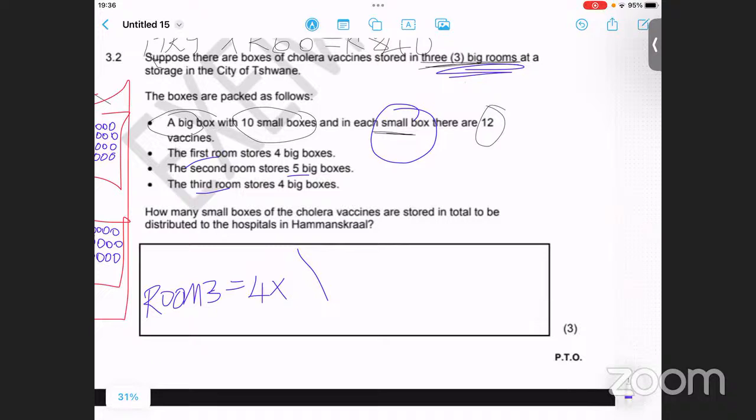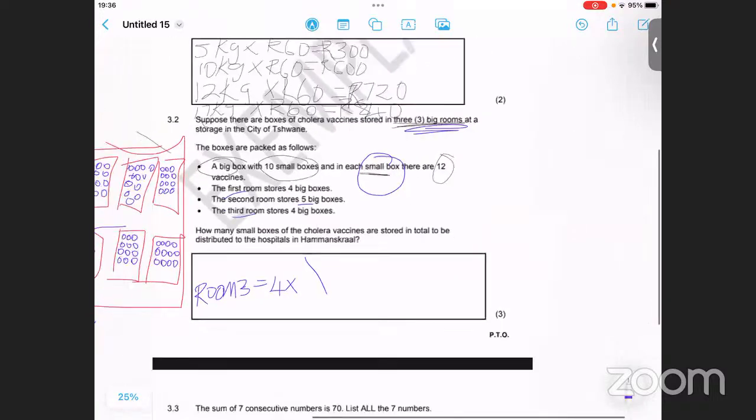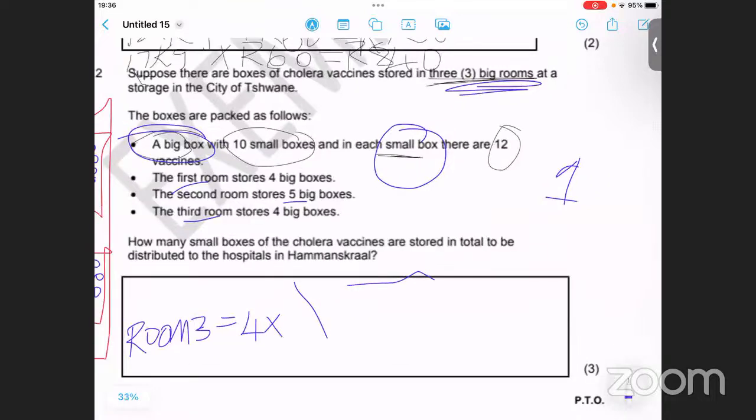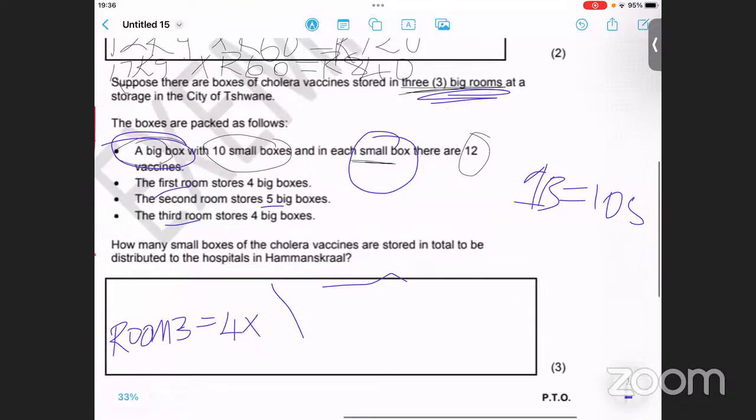It's not so useful because we don't have to use it for our question there. We want to know the number of small boxes, okay? So what you're going to do, because they mentioned that one big box is equal to what? Is equal to 10 small. So one big is equal to 10 small boxes.